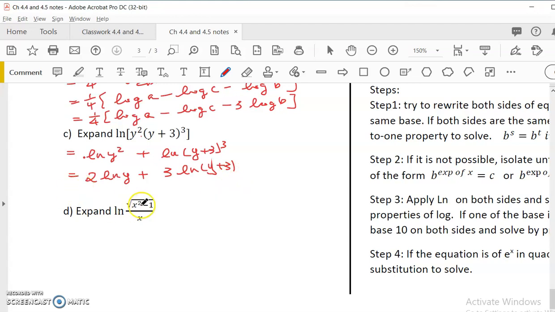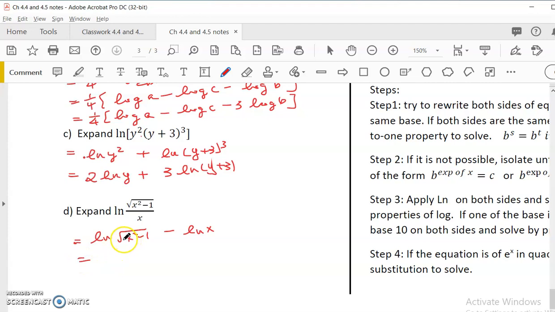Last one, you have the square root of x squared minus 1 over x. Now this square root and this square cannot cancel because you have other things inside. So I'm going to split them into the division first. That would be equal to ln square root of x squared minus 1 minus ln x. Right? Just think of splitting as a fraction by subtraction. Now, how can I simplify this?